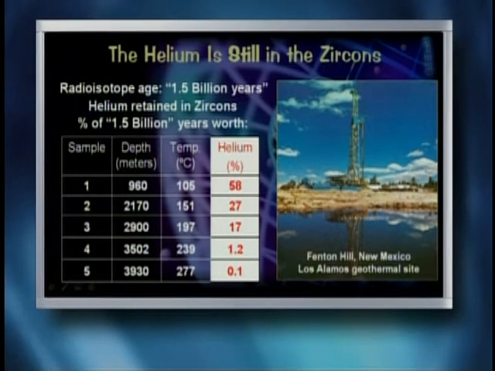We found a temperature almost 300 degrees centigrade, much, much hotter, and there was only 0.1% of the amount of helium left there. Now, the reason for that is the hotter the rock is, the faster the helium is going to escape out. And there's physical laws that determine that. But the surprise to us was how much helium was still in the rocks at the colder temperatures.